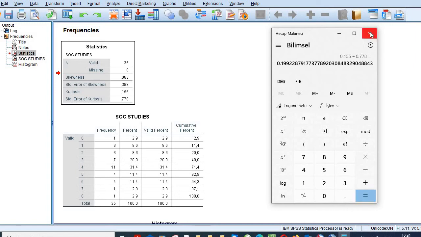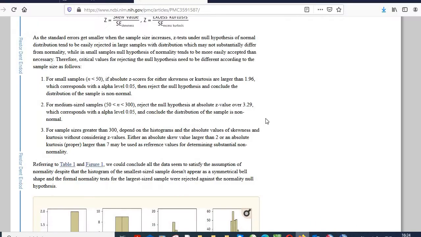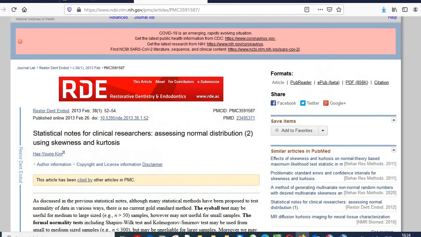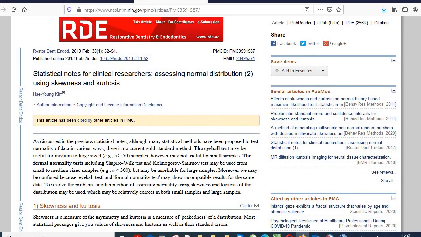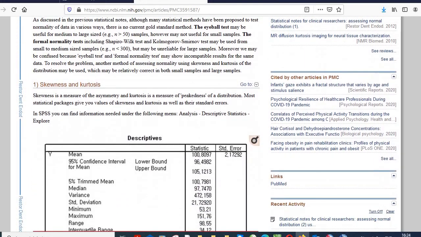Well, let me open a good article that tells something about how we are going to interpret those results in terms of normality, of course. Okay, this is a good article. You can find it by using Google. Statistical notes for clinical researchers, and it's really focused on normal distributions by using skewness and Kurtosis. Okay, let me check.